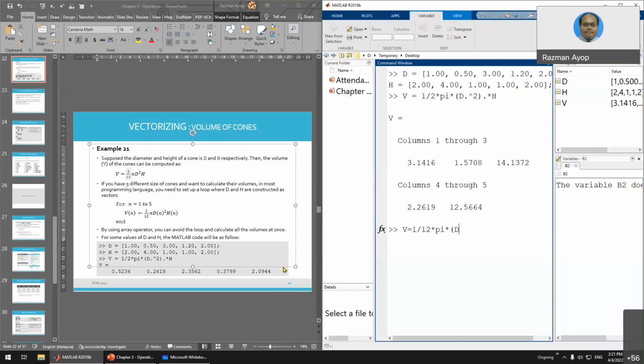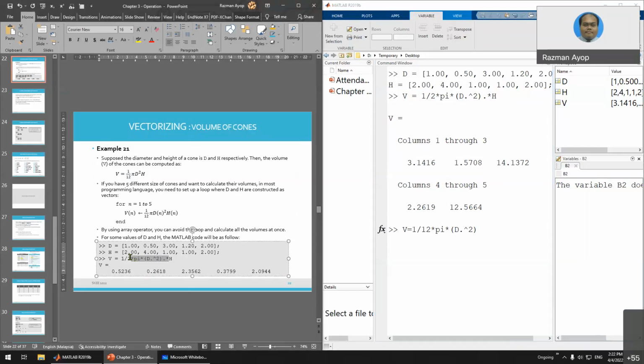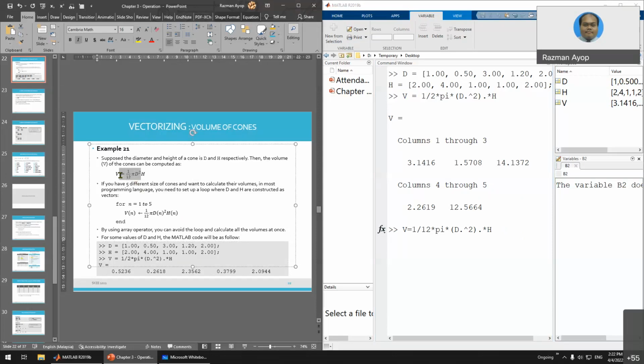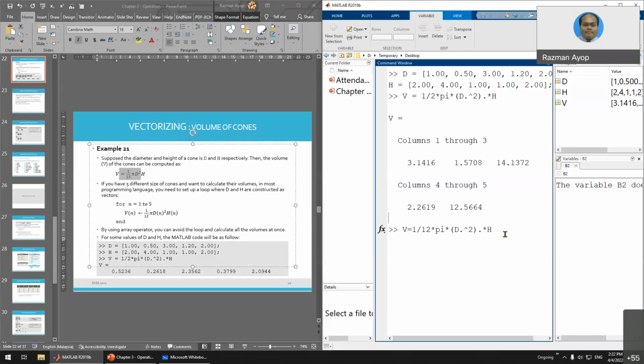bracket d. Remember, when you want to do this, d needs to be an array operation, so you have to put a dot. And don't forget the multiplication, because you can see this one is not a scalar. You have an array here, so it will become an array, so you have to put dot multiply. That is how you convert this equation into MATLAB coding.